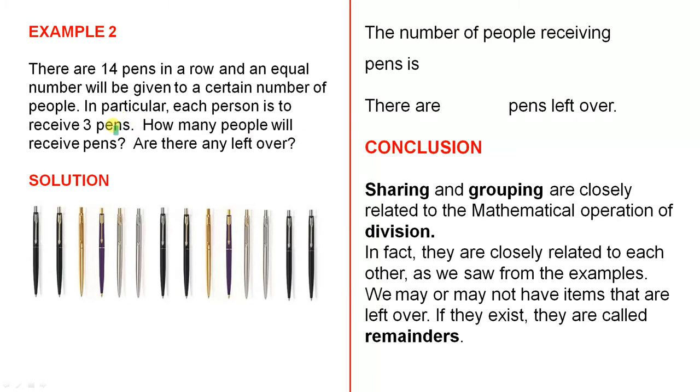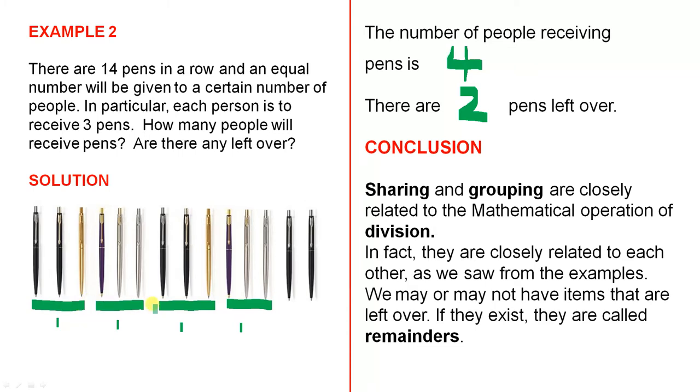So it says that each person is to receive 3 pens. So they go to 1 person, they go to another person, they go to another person, and they go to another person. But there are only 2 left over, so we can't do any more sharing. So the number of people receiving pens is 1, 2, 3, 4. 4 people. And there are 2 pens left over. There they are there, 1, 2. So there are 4 groups, 1, 2, 3, 4, with 2 left over.